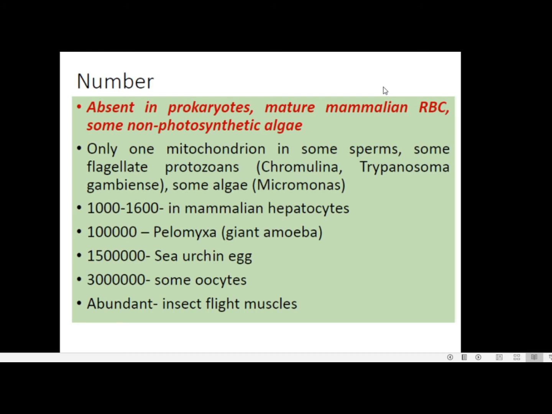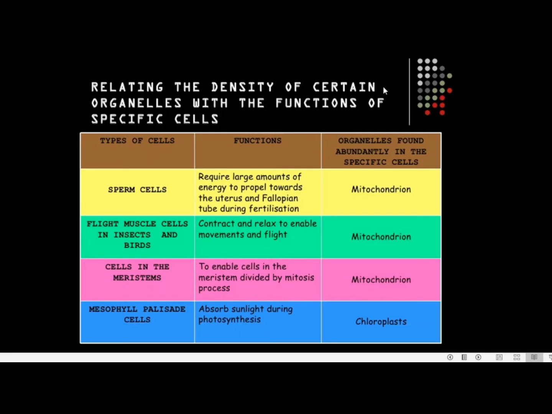So all these are, depending upon the energy requirement, the distribution of mitochondria will be different. Here we can see the sperm cells, they require propulsion energy, for which they are richly supplied with mitochondria. The flight muscles of insects and birds are continuously contracting and relaxing to enable flight movements. They are having plenty of mitochondria. The meristematic cells of plants, they contain large amounts of mitochondria.